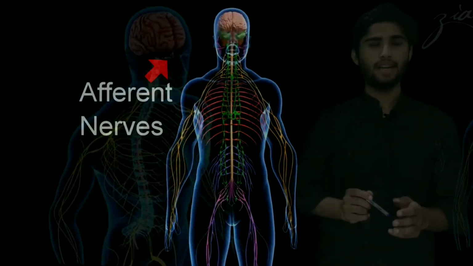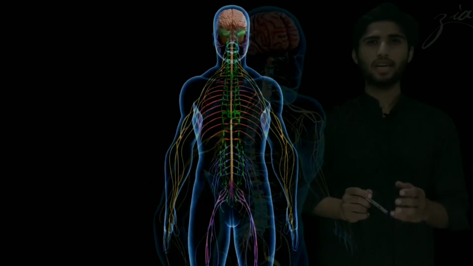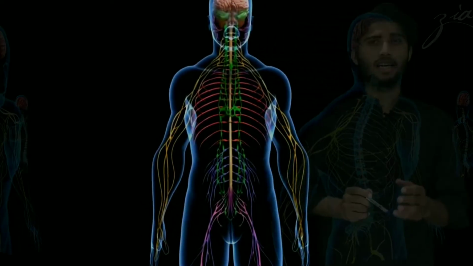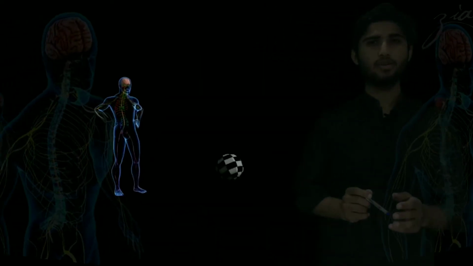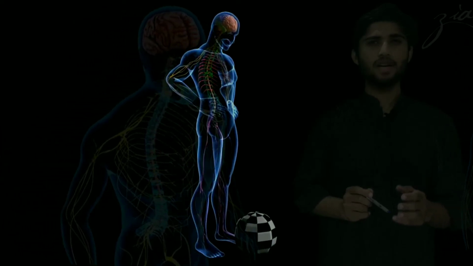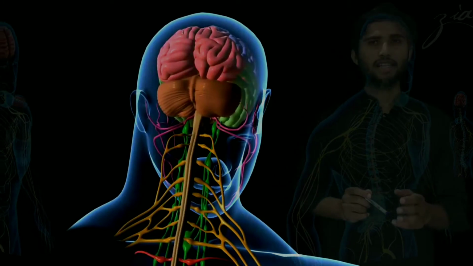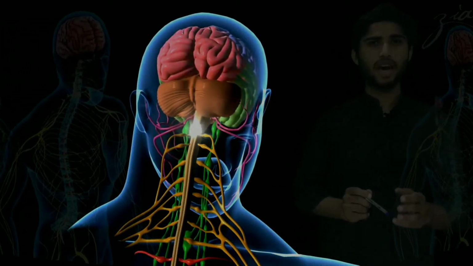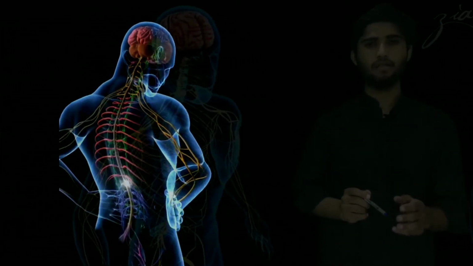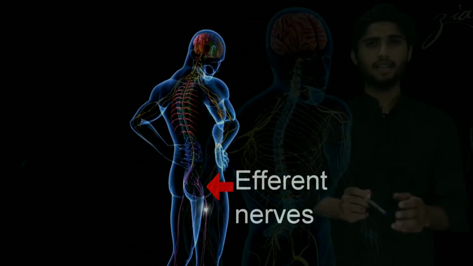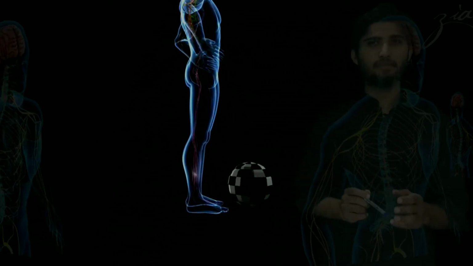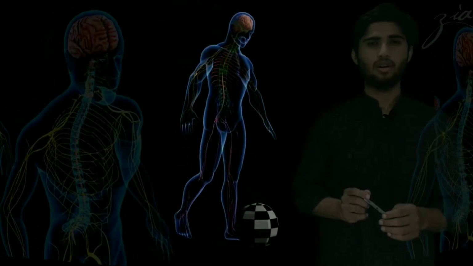If something is happening that requires taking action, let's say a football is being kicked towards you, then the central nervous system receives impulses from the sensory organs and generates a response, which is carried to the muscles through efferent nerves. And here that response makes the leg muscle contract to kick the ball.